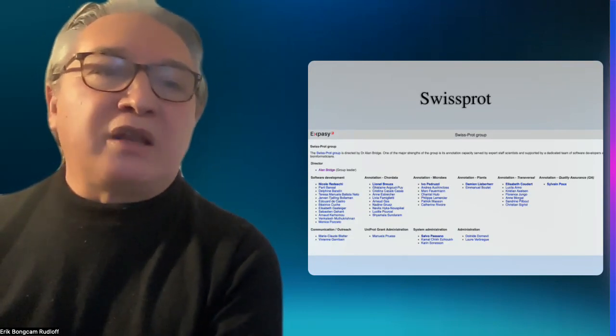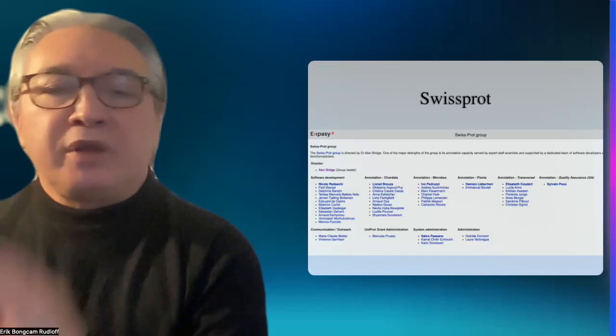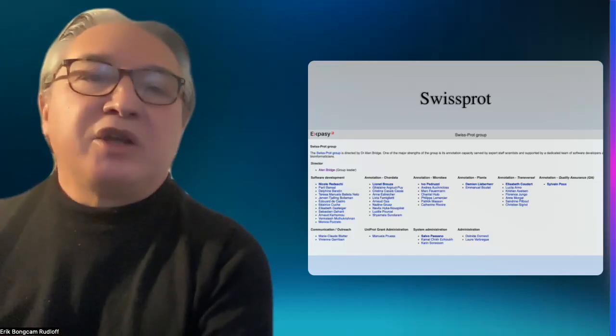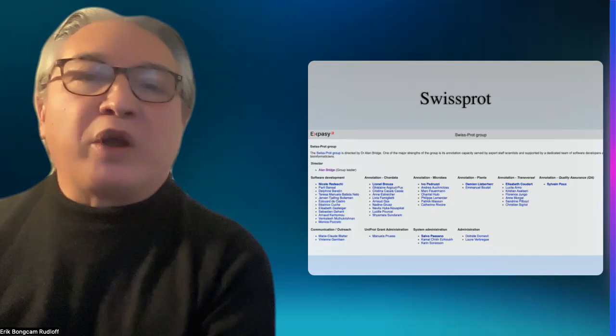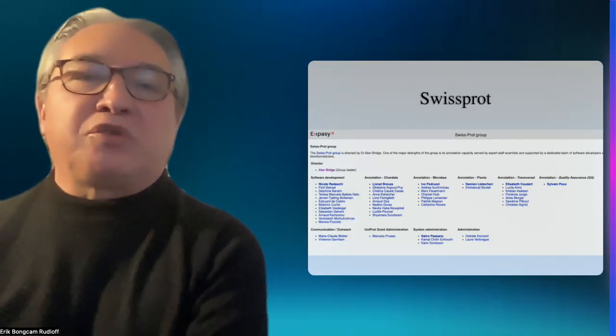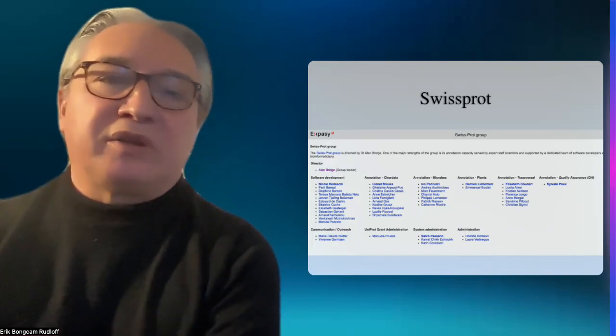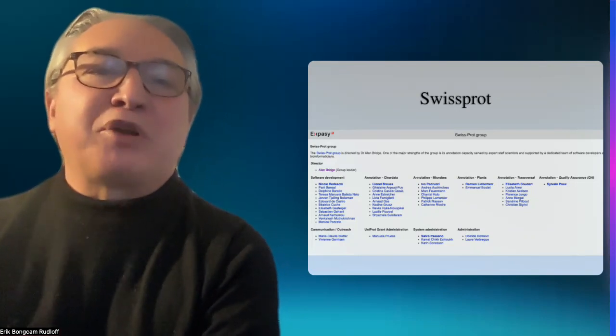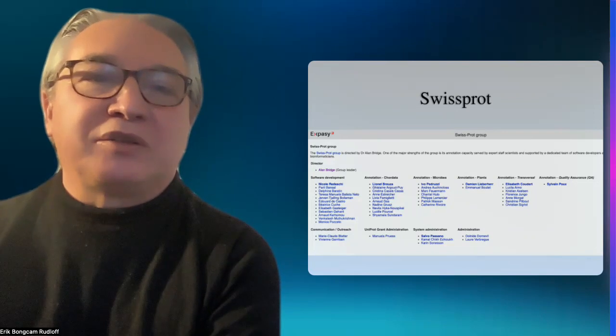Free tools to download, install in your own computer. You can run things there. You want more information. You want even to make a small tutorial to learn how to use things. You find it there. It's the home of protein science in the world, I would say, without exaggeration.